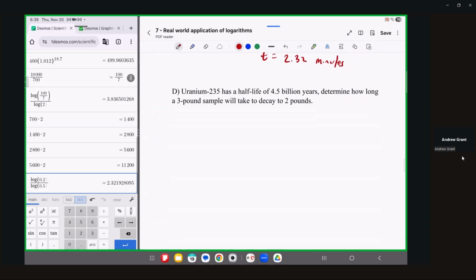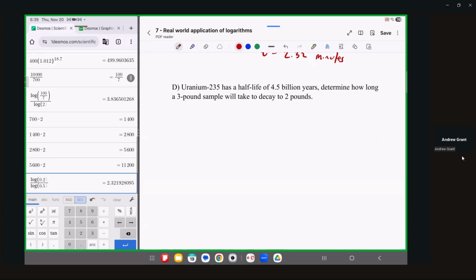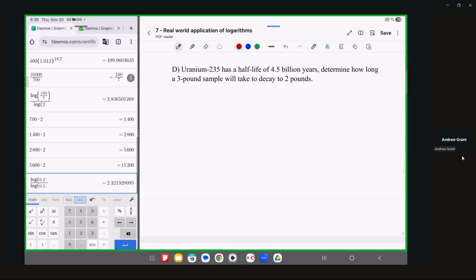Letter D, we have uranium-235, which has a half-life of 4.5 billion years. Determine how long a 3-pound sample will take to decay to 2 pounds. Okay, so we're talking about a mass again, this time in pounds. So we'll write this as capital M is equal to M naught times B to the power of T over D. And so we'll write down our givens.